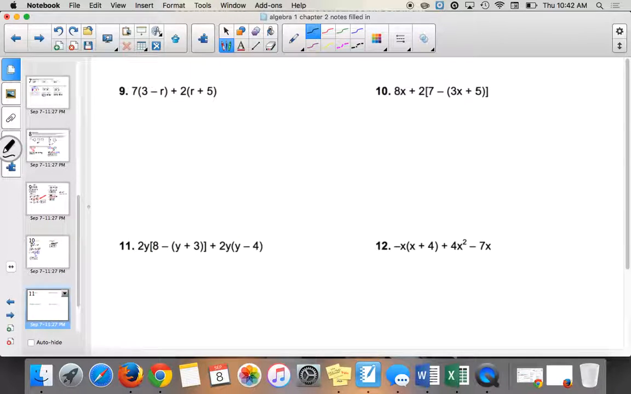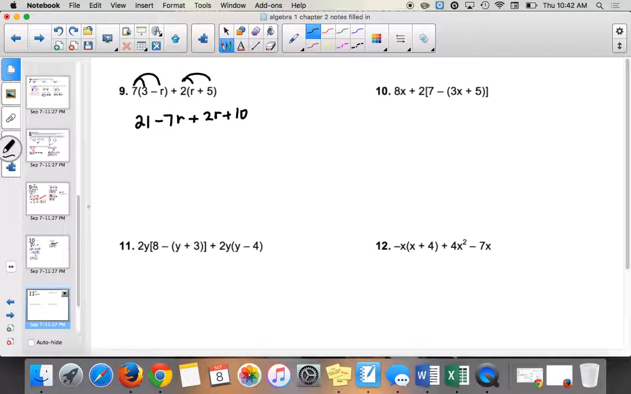So I have 7 times (3 minus r) plus 2 times (r plus 5). Okay, so same idea. We still have the distributive property. So when we distribute the 7 in, we're going to have 21 minus 7r, right? Do you guys see that? 7 times 3, 7 times negative r. And then I'm going to have plus 2r plus 10, like that.